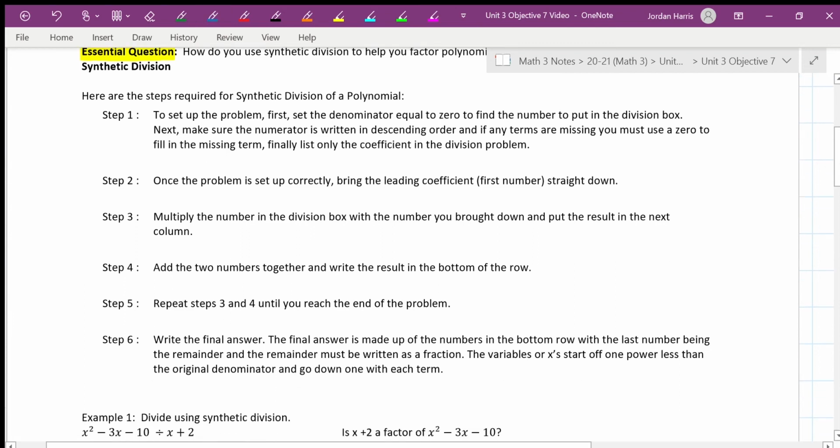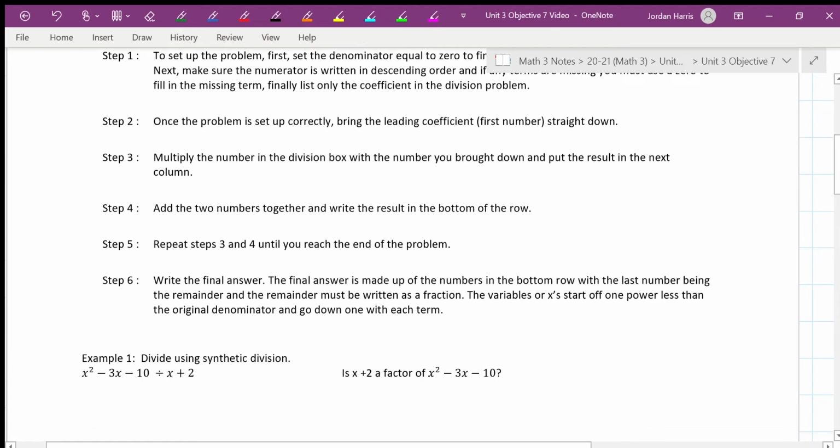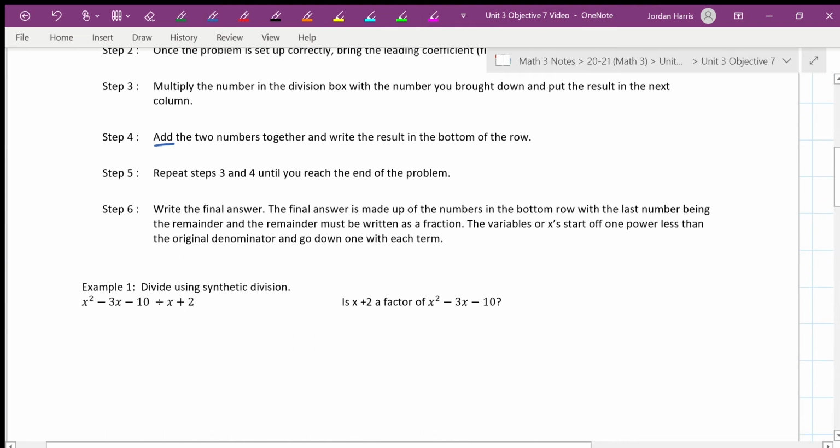Okay. Once the problem is set up correctly, bring the lead coefficient, the first number, straight down. Step 3, multiply the number in the division box with the number you brought down and put the result in the next column. Step 4, add the two numbers together and write the result in the bottom of the row. Okay. One thing I want to take note of is you add them. Step 5, repeat steps 3 and 4 until you reach the end of the problem. So you have multiple rows, you just keep doing steps 3 and 4 over and over and over again.